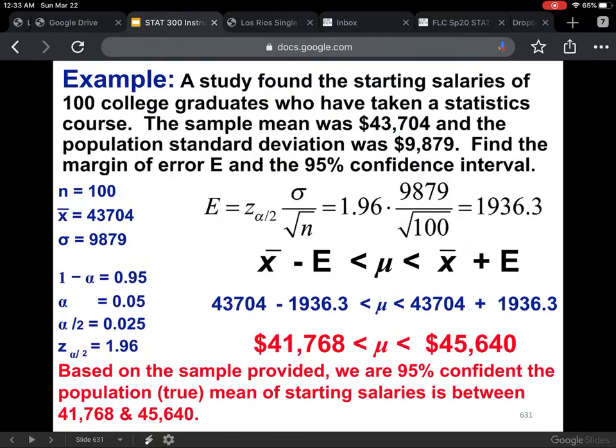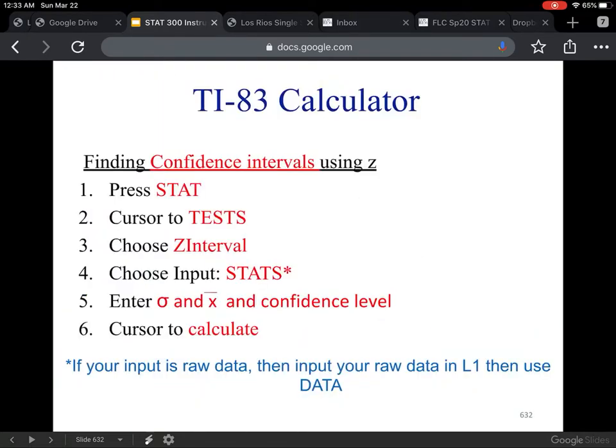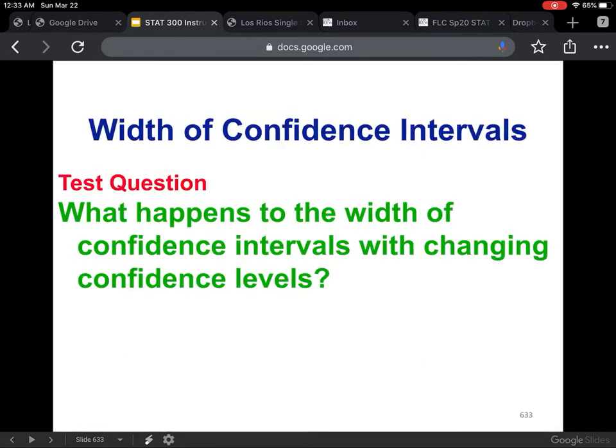Okay, now we just did that by hand and found the confidence interval. Remember that there's a calculator function for this, and the calculator function is called z-interval. I'll post me doing exactly the same example using that calculator function after this video. So you go to stats, tests, z-interval, enter in the statistics, and you get your confidence interval.